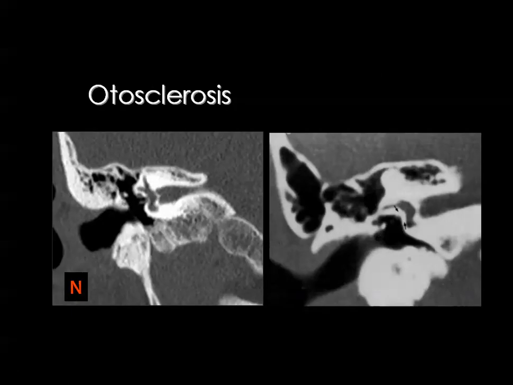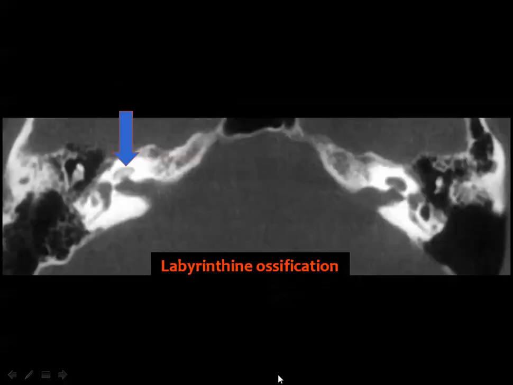Then otosclerosis means that there is obliteration of the oval window by a bony plate. Normally, you see the oval window in the coronal images connecting the middle ear cavity to the vestibule. It is obliterated by the footplate of the stapes, as you know. But in this example, you can see that the oval window is no more present and is totally obliterated by a bony plate, diagnostic of otosclerosis.